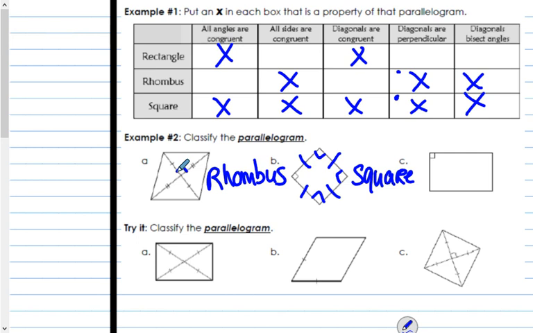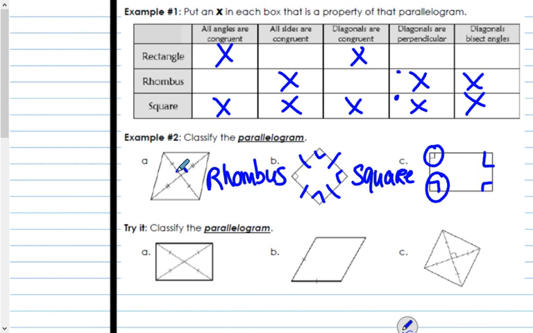Example 2C. I don't know anything about the sides. I do know that the opposite angles are equal to each other, and this angle has to be 90 as well, because this angle and this angle add up to 180, so that means this angle is 90 degrees. So I know it has 4 right angles, 4 equal angles.